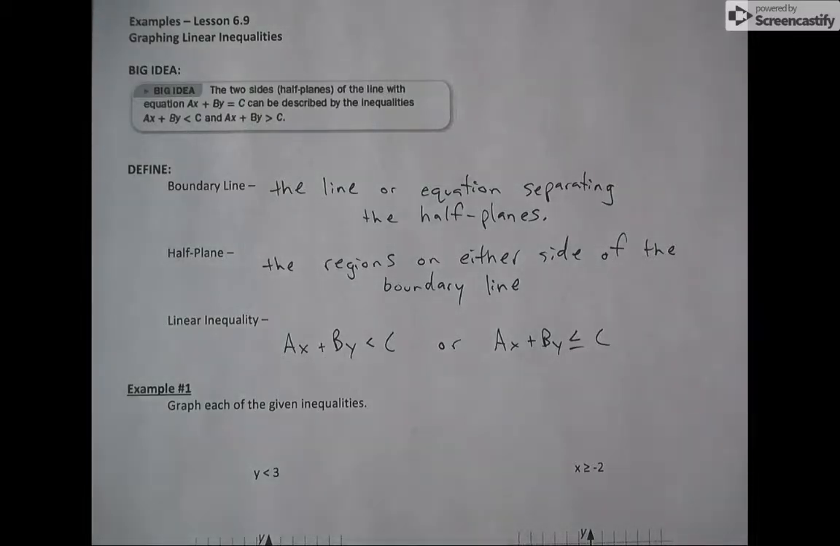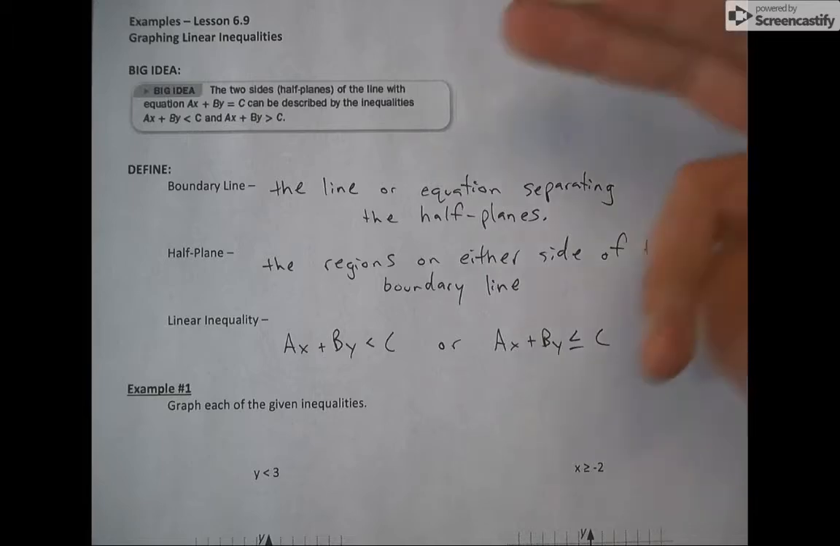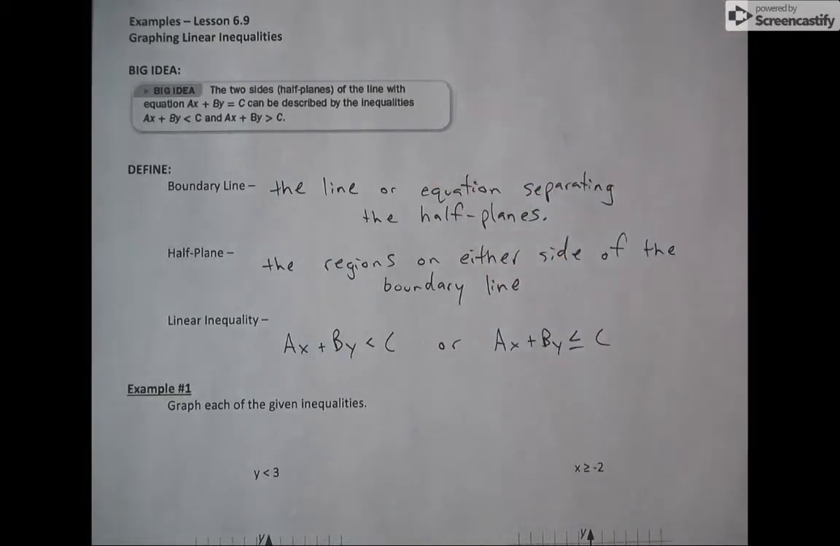Okay, so your big idea: the two sides, which we call half planes, of the line with an equation ax plus by equals c, so your standard equation of a line, can be described by the inequalities ax plus by is less than c and ax plus by is greater than c. Okay, so we know that not every problem in the whole world has one answer. It can be everything less than a number, it can be anything greater than a number, and this also applies to these lines on a graph. And we'll talk about what situations they could represent later.